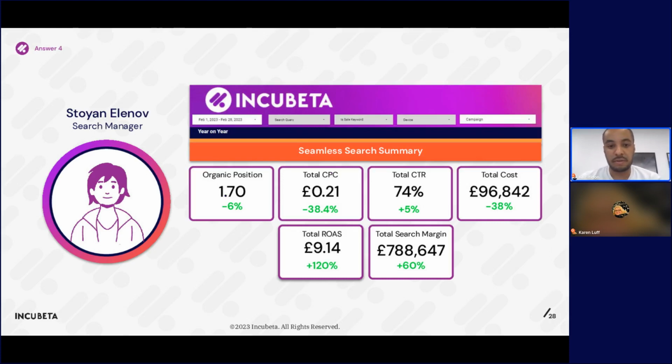And again, with this one, we managed to make sure that the organic position stayed the same. However, we did increase activity. With the CPCs, we pulled back on activity because the organic activity was doing really well. So the cost has dropped and the CPCs have dropped, meaning that we're making savings. And then again, it leads to the fact that the ROAS is going up, with the click-through rates again maintaining a very similar position, and that leads to a total search margin win, where we increased that by 60%.